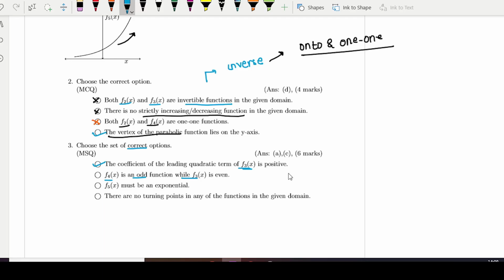We have not dealt with which axis even or odd functions are symmetric about, but we have studied that if f of x is equal to f of minus x, then it is an even function, and if f of x is equal to minus f of minus x, then it is odd. So it is stating that f4 is an odd function while f3 is even.